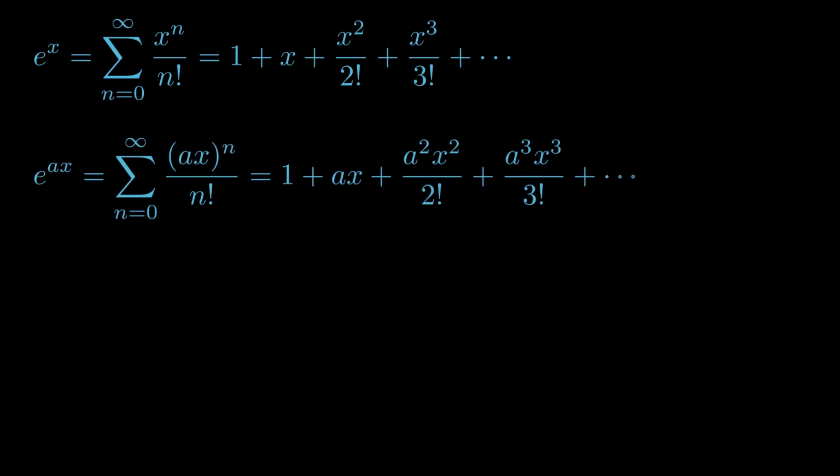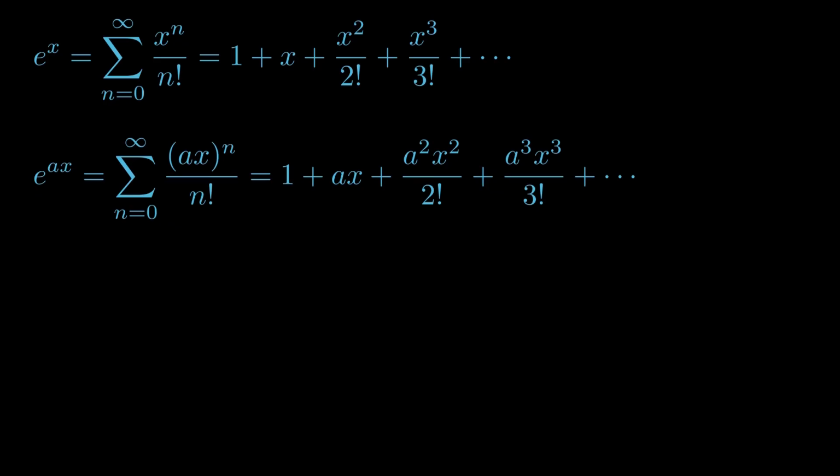There's a generalization of this, which is the Taylor series of e to the ax, where a is a constant. The Taylor series of e to the ax is the sum from n equals 0 to infinity of ax all raised to the power of n over n factorial, which turns out to be 1 plus ax plus a squared x squared over 2 factorial plus a cubed x cubed over 3 factorial, and so on.